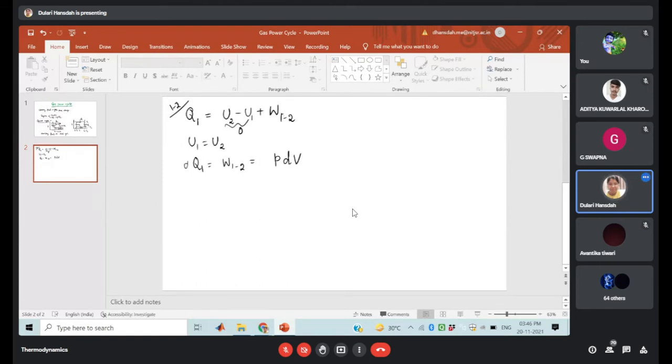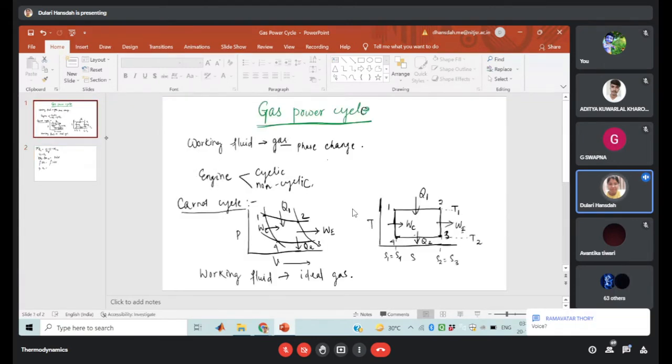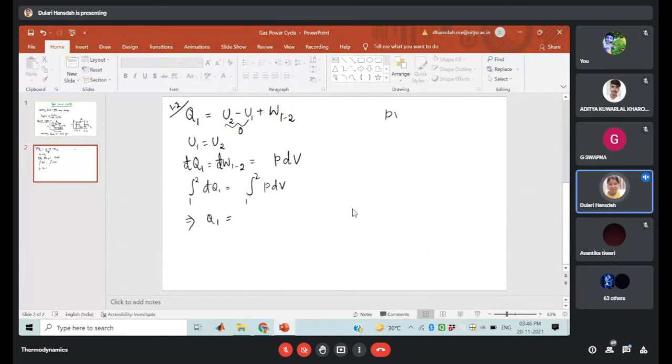If you are taking an infinitesimal heat transfer and a work transfer, then it will be the PdV. So suppose in the process you have taken the integration, that is 1 to 2, then this will be dQ1 equal to your integration of 1 to 2, the PdV, right? So I can write it here. Q1 will be how much? As we have taken the working fluid is your ideal gas, for the ideal gas, we can write PV equal to mRT, right? So here suppose m we have taken 1 kg of gas. So in this case, that will be PV equal to RT.